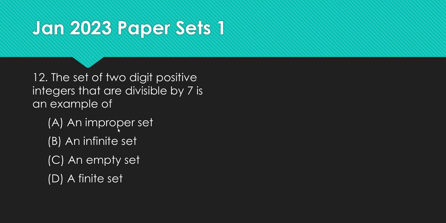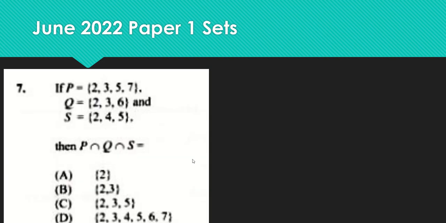So it would not be an infinite set, meaning you cannot count the elements. It will not be an empty set, which means it has no elements that are divisible by 7. That is not true. A finite set would be the answer. Why? Because you could count the number of 2-digit numbers that are divisible by 7. Right, and that's how you would do this question here.